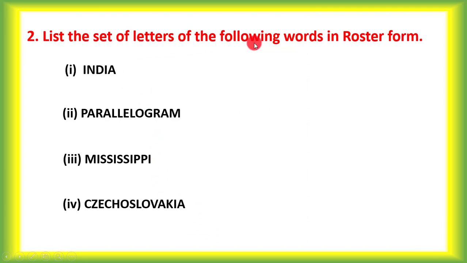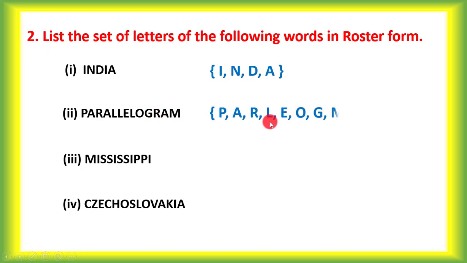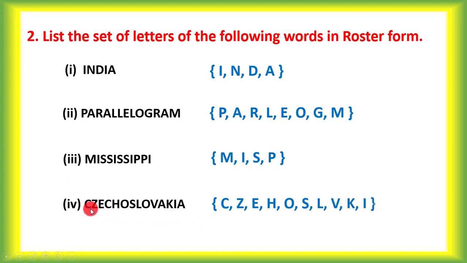List the set of letters of the following words in roster form. India. What are the letters? I, N, D, A. Then the word parallelogram: P, A, R, L, E, O, G, M. Mississippi: M, I, S, P. And similarly, the last problem. Collect all the letters from this word: C, Z, E, H, O, S, L, V, K, I.